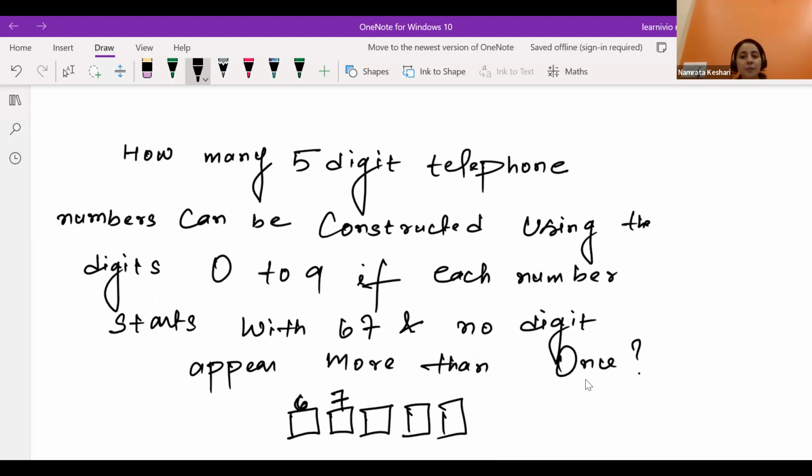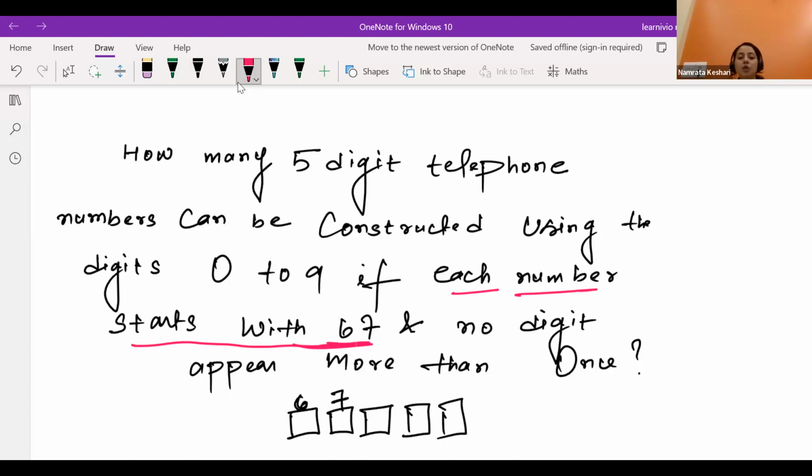Okay, in total how many possibilities will we be able to create if each possibility has 67 at first? That means when we think about arranging, we have only three vacant spaces to fill. 67 is already there because each possibility must have 67. It starts with 67, that is clearly written.